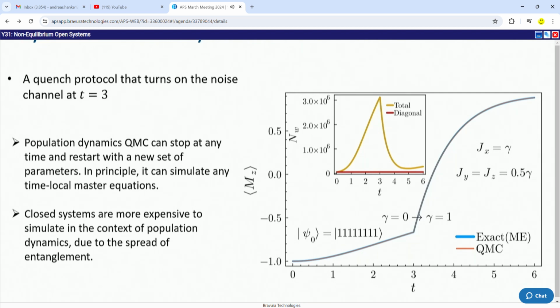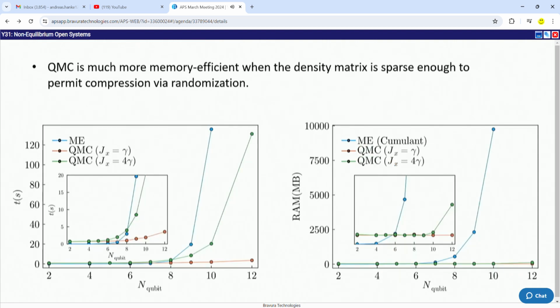And then if we look at the number of workers in the inset figure, we find that in the closed system, you have a rapid growth of the worker number. This means that it is actually really hard to simulate the closed system dynamics compared to the open quantum dynamics because of the spread of entanglement. Here we also did some performance benchmark, where we could see that the QMC still scales exponentially, but it is much faster.